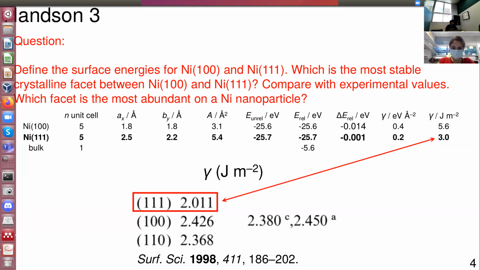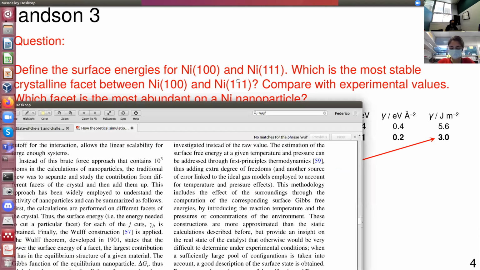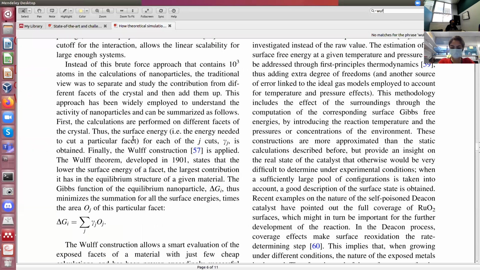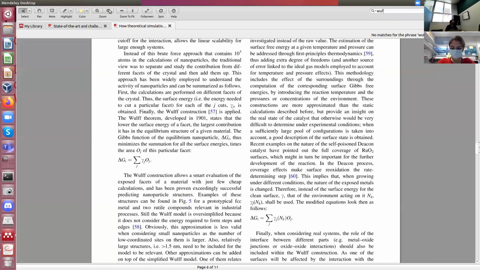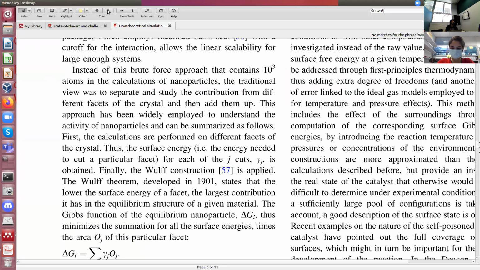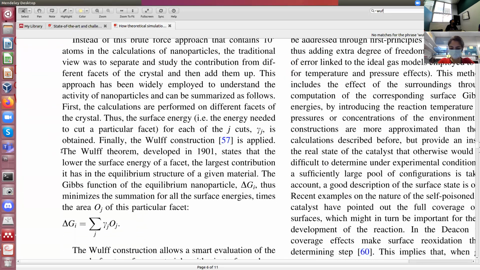Just want to go directly to the section. Okay, where is it? Here. Not here. Really? Yes, this one. Okay. So this is the paper that I shared with you last time, and at one point you see this section. This section is talking about the Wulff theorem.